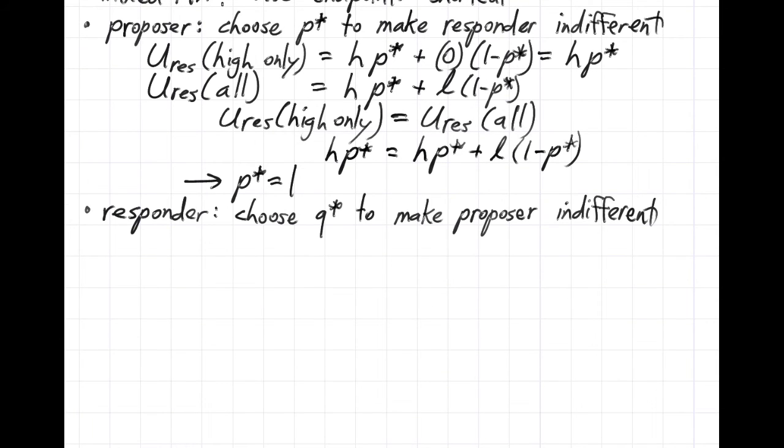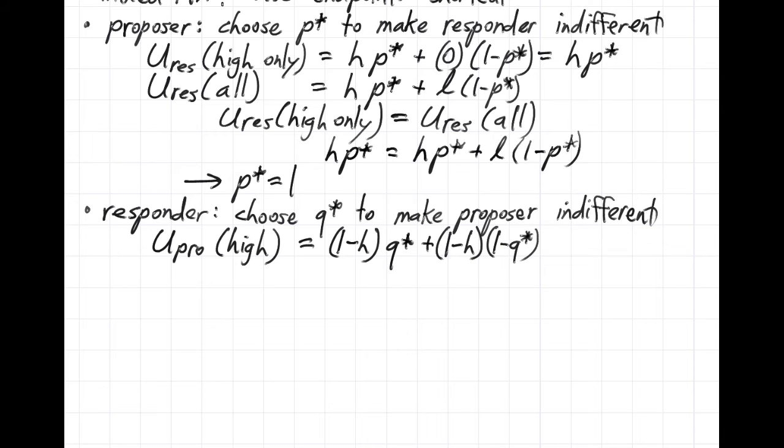Let's do the same reasoning for the responder. The responder is going to choose q star to make the proposer indifferent. Let's work out the utilities of the pure strategies for the proposer. The proposer can choose a high offer, and if the responder accepts high only, which occurs with probability q star, then the proposer gets 1 minus h with probability q star. On the other hand, you could get 1 minus h with probability 1 minus q star. So basically what we're saying is that the proposer is going to get 1 minus h if he chooses high.